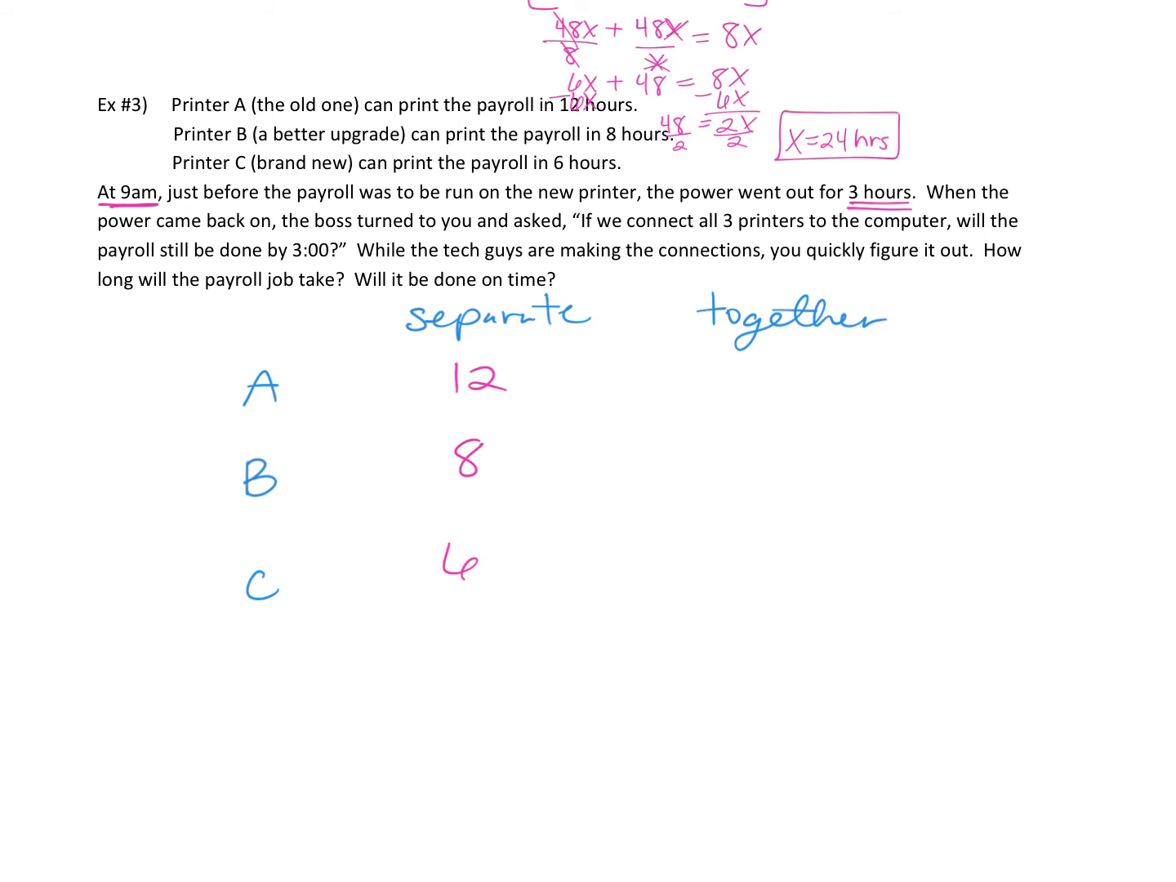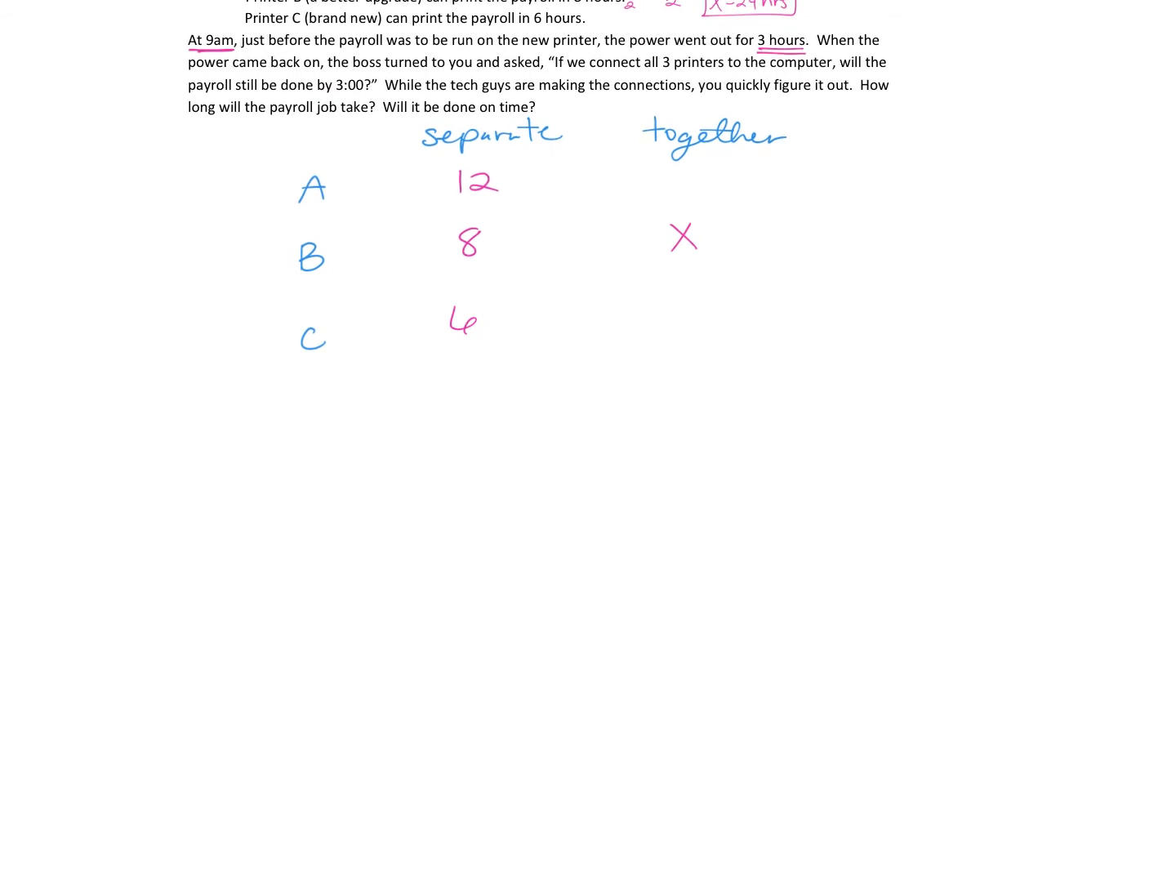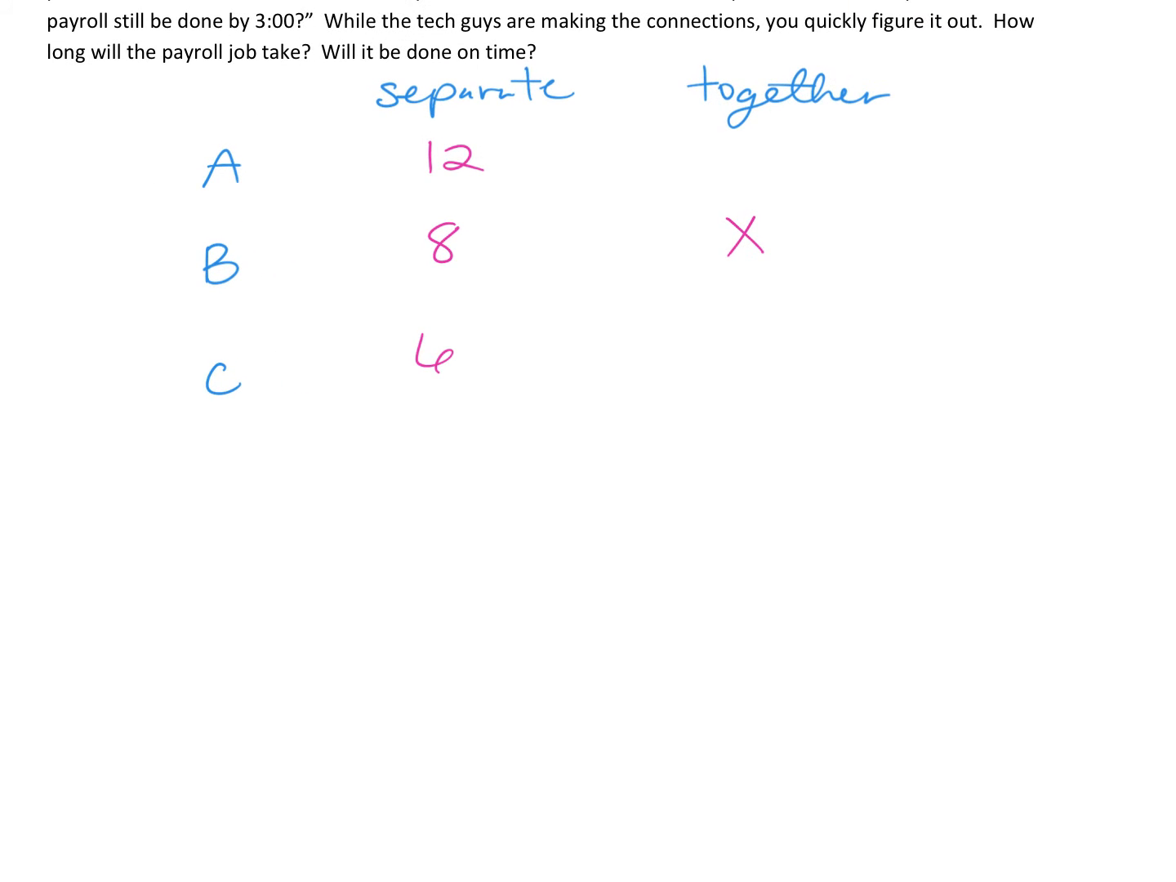What's the together? That's your X. That's our unknown, right? We don't know the together right now. So if we're going to try to set this up, what's our equation going to look like? Together over separate, right? X over 12 plus together over separate plus together over separate equals what? Equals 1, a complete job, okay?